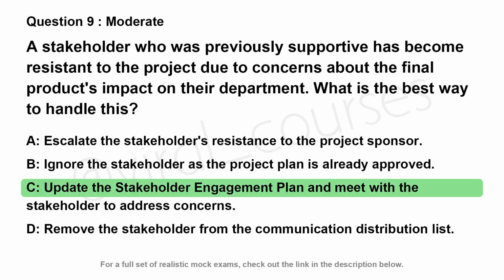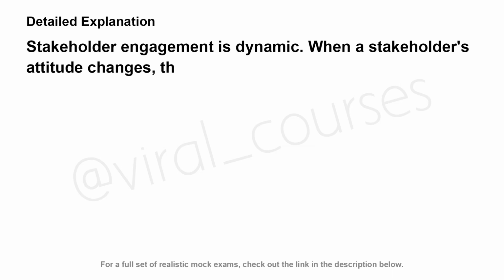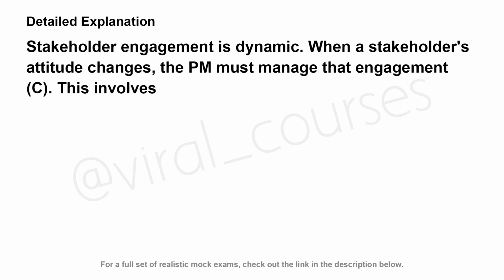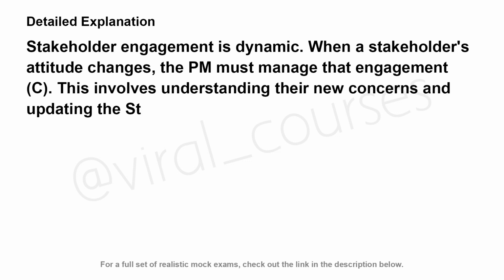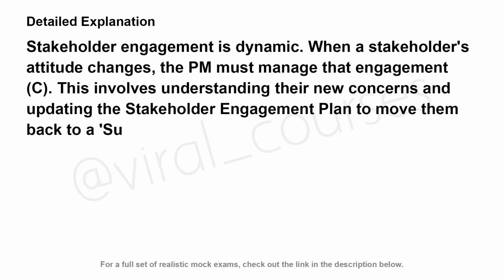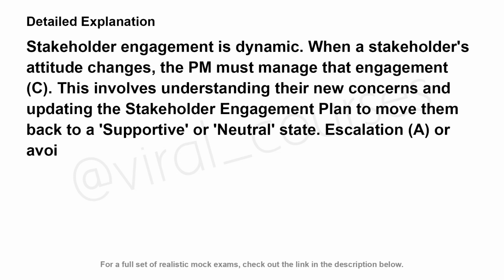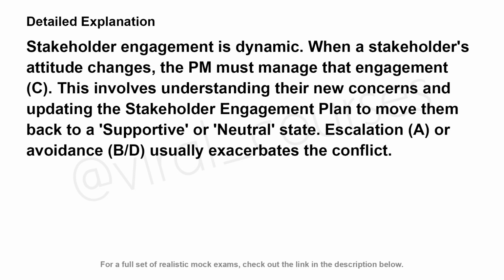The correct answer is C. Stakeholder engagement is dynamic. When a stakeholder's attitude changes, the PM must manage that engagement. C. This involves understanding their new concerns and updating the stakeholder engagement plan to move them back to a supportive or neutral state. Escalation, A, or avoidance, B, D, usually exacerbates the conflict.